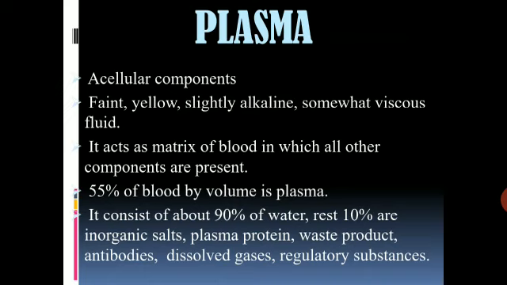Plasma by volume is 55% of blood. So more than 50% of blood is actually plasma, and plasma is the matrix of blood. These are the things we have already talked about. What is the composition of plasma?